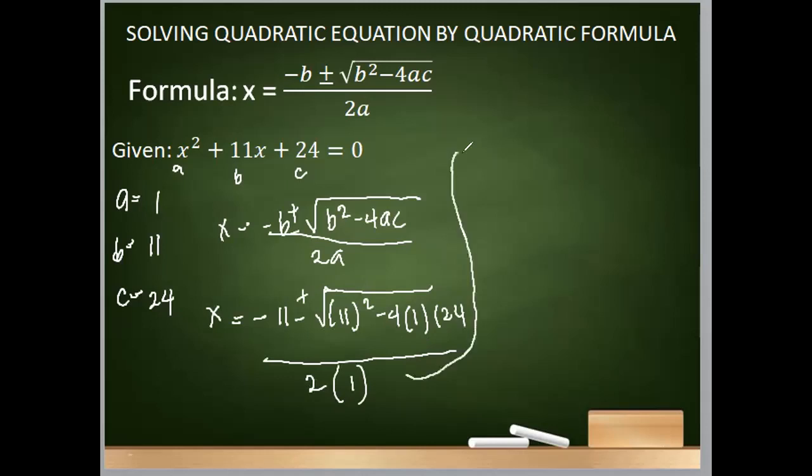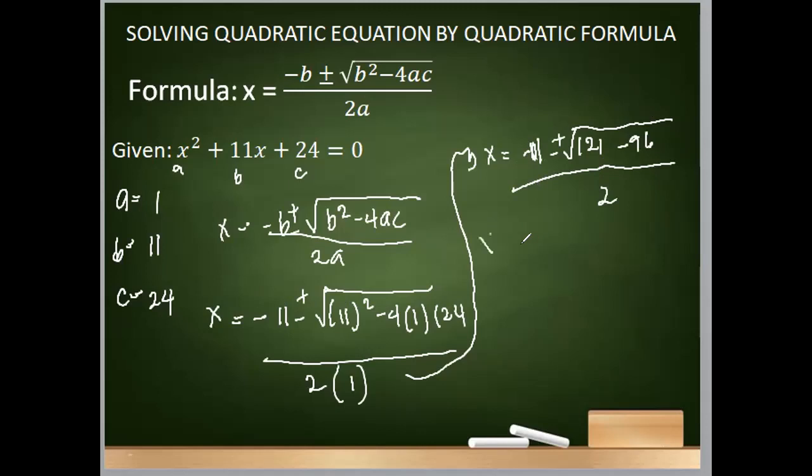Okay, so now let's simplify this given equation. So x is equal to negative 11, positive and negative square root of 11 times 11 is 121. Negative 4 times 1 is negative 4. Negative 4 times 24 is negative 96, all over 2 times 1 is positive 2. Okay, so now let's simplify again.